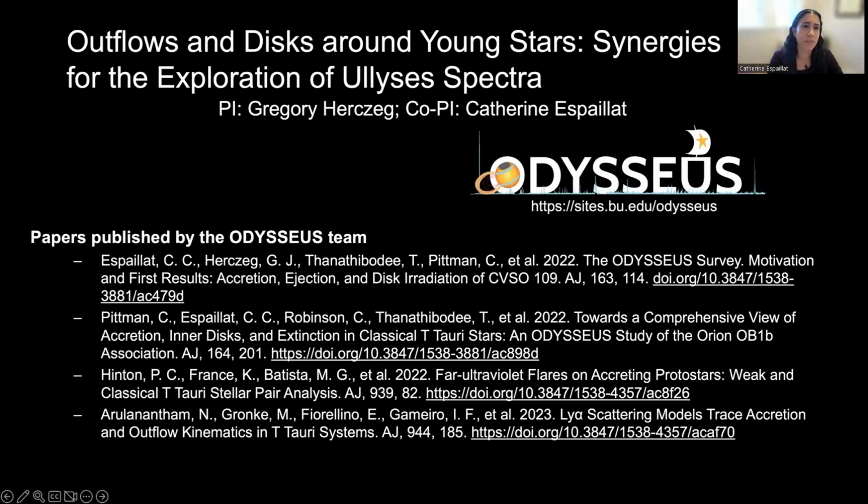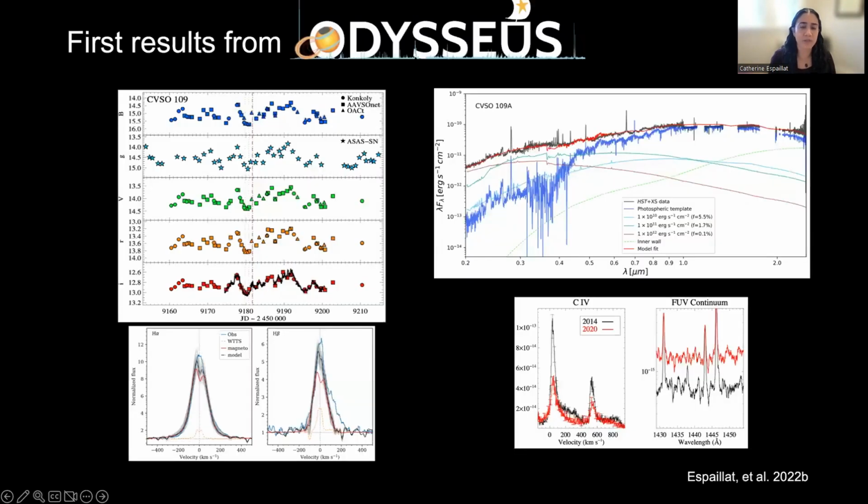And here are just some of the first results papers that have come out from Odysseus. The data collection from the HST Ulysses survey completed in early 2023. So this year we've been going through the data, and we expect many more papers to come out in the next couple of years.